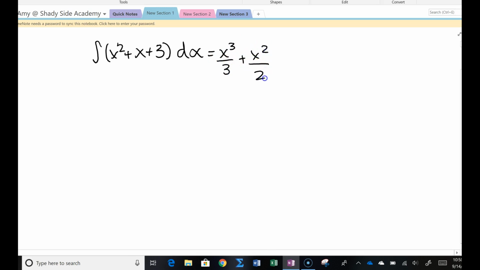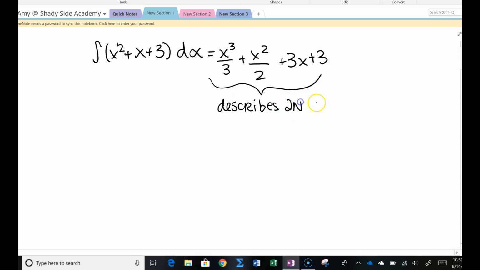So if we have something like this, I'm going to start easy. If I were to take the indefinite integral of this integrand, I will get x cubed over 3 plus x squared over 2 plus 3x plus c. Generally speaking, because of the plus c, this describes an infinite number of antiderivative functions. It's a mouthful. A number of different antiderivative functions.